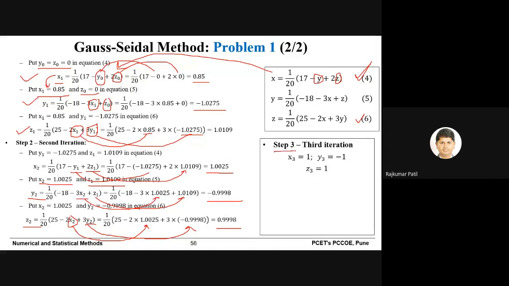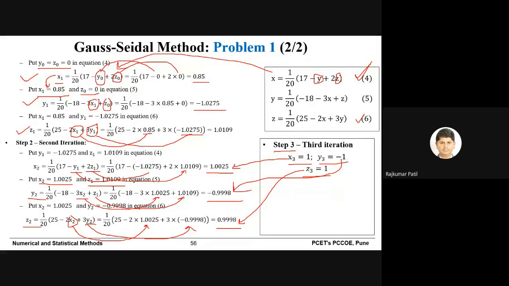So in step 3 we will calculate the third iteration. Again we will put the latest values of x, y and z into equations 4, 5 and 6, and you will get x3 as 1, y3 as -1 and z3 as 1. Again the values of iteration number 2 and iteration number 3 are very close to each other, but they are not the same. So we will go for the next iteration, because after every iteration you need to compare the values of x, y and z with the previous values. Here they are close but not the same.